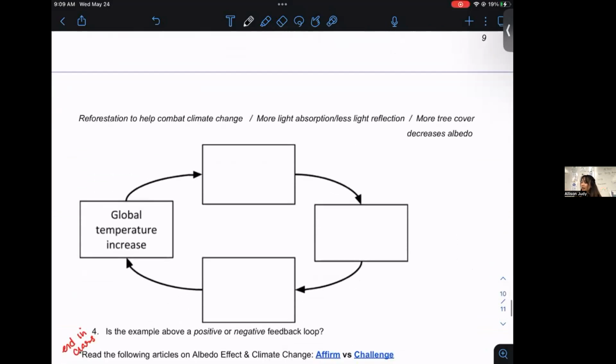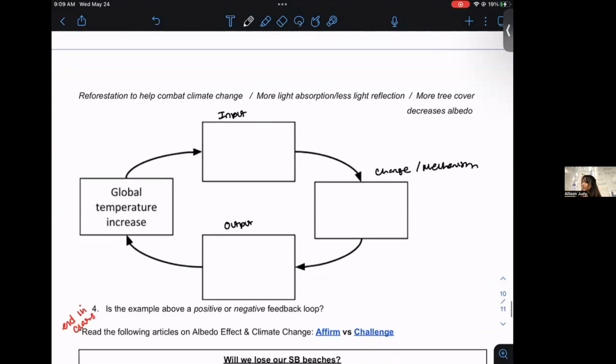What we have here is global temperature increase, this phenomenon. Label the input, label the change or the mechanism, and what's the overall output or result. And then identify whether it's positive or negative. Go ahead and do that. So what do we put for our input? We have the phenomenon, global temperature increases. What do we put for our input regarding albedo effect? Reforestation. Okay.